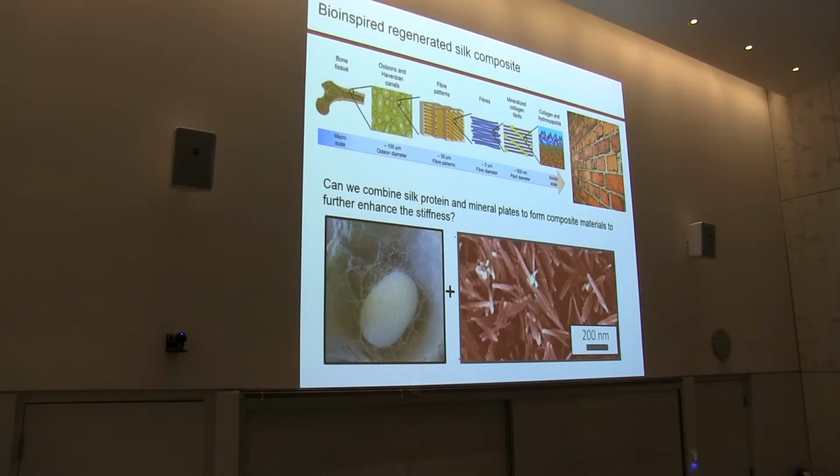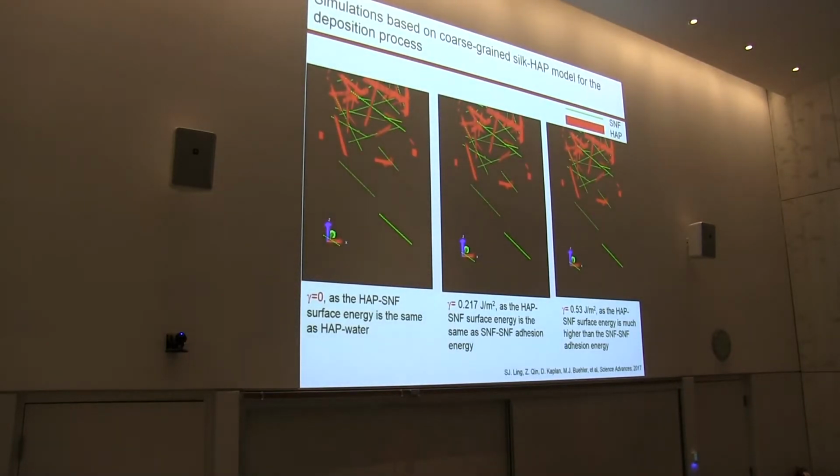So here, for bone, we can see that it's composed of collagen and hydroxyapatite, and then they just self-assemble into that multi-layer structure, like we can see in this brick and mortar wall. But can I use silk and hydroxyapatite to do the same job and create a similar material? So before running experiments, I actually performed some modeling and simulation to guide me for those designs.